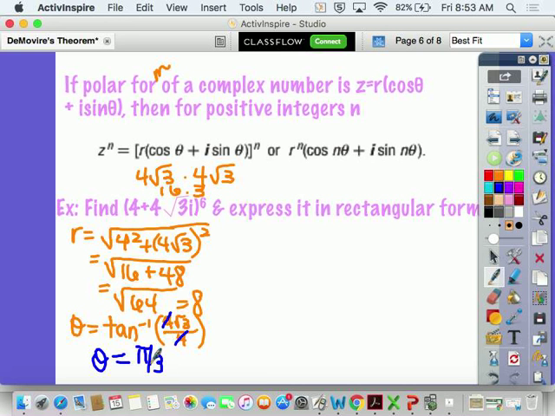Again, for tangent, tangent's y over x, so you need the y value to be root 3 over 2 in the top, and then the bottom to be 1/2. So now that you have your r and your theta, this is going to be 8 cosine pi over 3 plus i sine pi over 3. This is what we're going to raise to the 6th power.